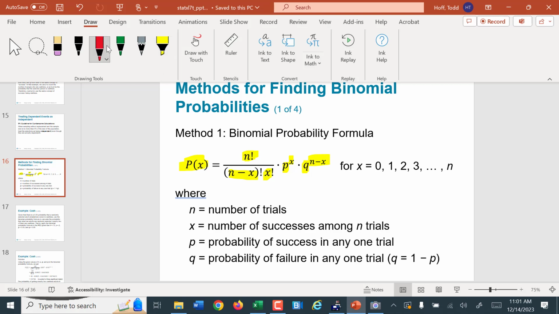So for this, of course, n is 10, x was 2, so that would be 8 factorial, and then again 2 factorial. P was 0.05 to the power of 2, because we're expecting 2 successes. Q is 0.95 to the power of 8. 10 minus 2 would be 8 failures. And we would calculate all those and multiply them together.